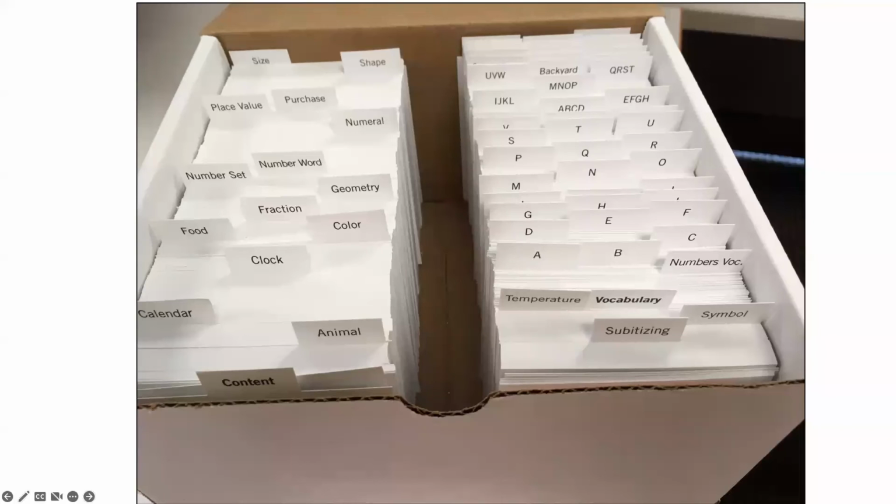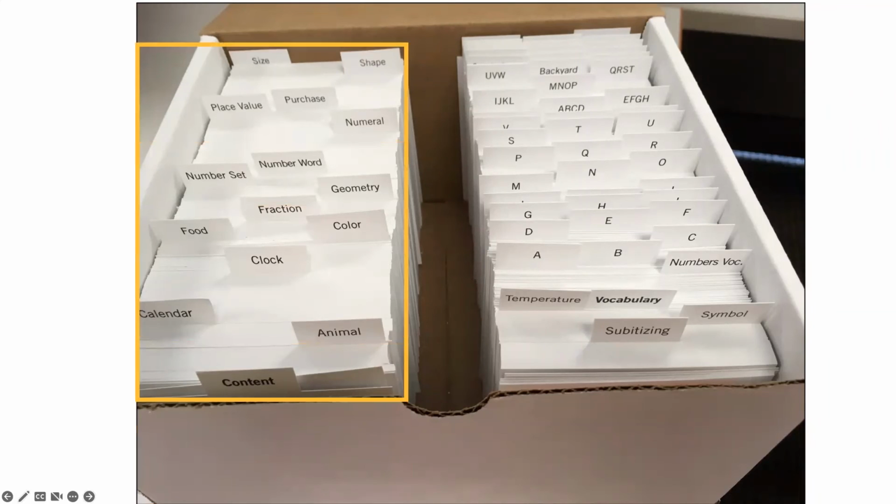Place the content card tab on the left side of the box and alphabetize the content card tabs with the labeled categories behind the content card tab. Sort the content cards behind the corresponding tabs. The organized content cards will fill the entire left side of the box, including a portion of the right side of the box. When organizing the categories alphabetically, the subitizing, symbol, and temperature content cards will be on the right side of the box.